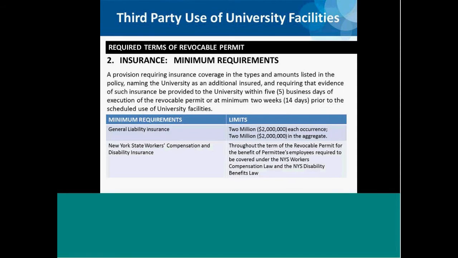Second, the revocable permit has insurance requirements. The minimum requirements are shown in the chart on this slide, and they are also listed in the revocable permit. The university must be named as an additional insured. The third-party permittee must provide the university with evidence of its insurance coverage within 5 days from its signing of the revocable permit, and not less than 2 weeks, 14 days, before the scheduled use of university facilities. Each campus will develop local policies to handle receipt of insurance information.